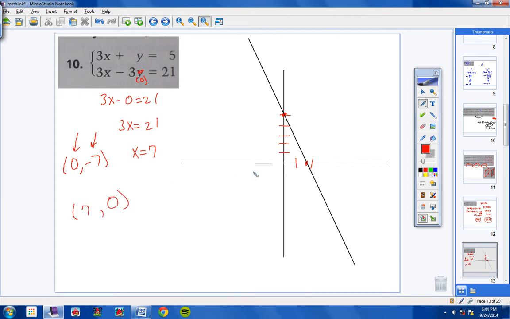So here we go. One ordered pair is 0, -7. So 1, 2, 3, 4, 5, 6, 7. Here's one ordered pair. And the other one is 7, 0. So 1, 2, 3, 4, 5, 6, 7. Here's the other one right here. All right, so looks like let's do it like this. We'll put a point here. And there we go.